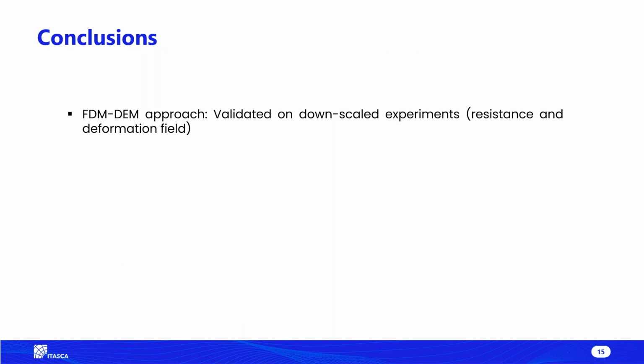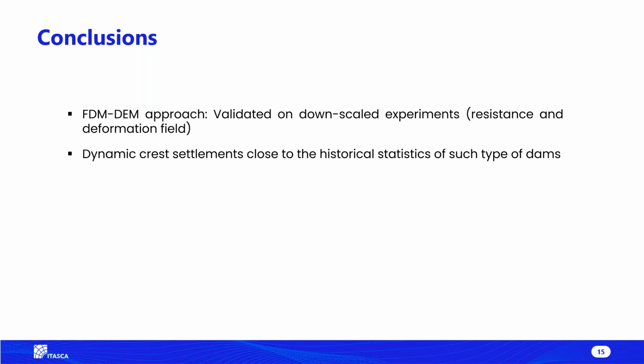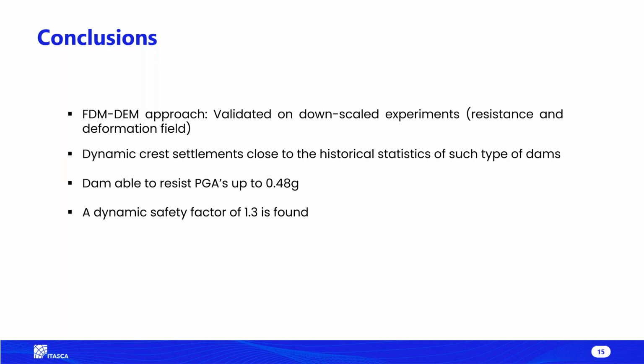So that was it for some of the conclusions in our presentation. For the mixed FDM-DEM approach, it was validated by modeling scale-down experiments on the resistance and deformation side. For the dynamic study on the real scale dam, we have crest settlements which are close to the historical statistics of such type of dams, which comfort our choice of parameters. We have seen that the dam is able to resist PGAs up to 0.48 G using our signal, and we have seen a dynamic safety factor of 1.3.